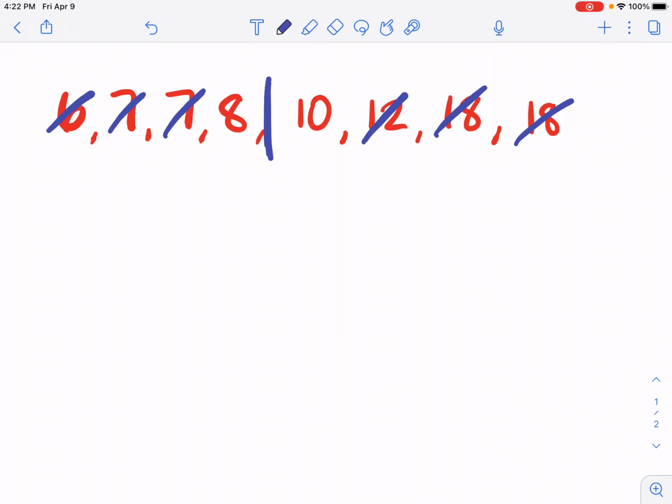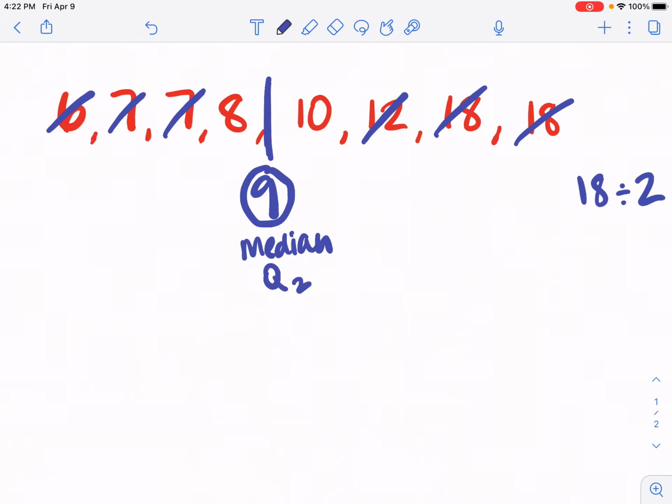So I know off the top of my head that's just 9, or 8 and 10, I know off the top of my head that's just 9, but I could also add. So that would be 8 plus 10 is 18 divided by 2, because there's 2 numbers, equals 9. So my median is 9. So I'm going to call that the median. It is also known as quartile 2.